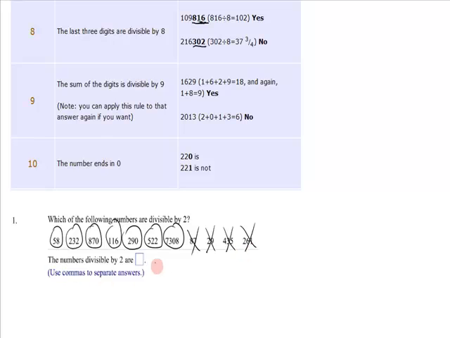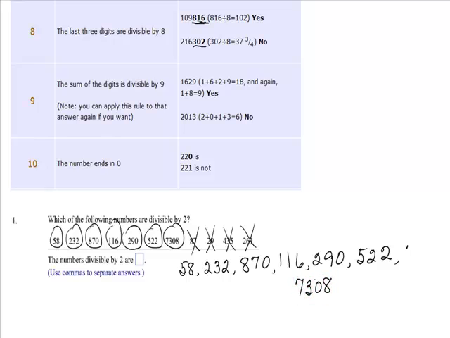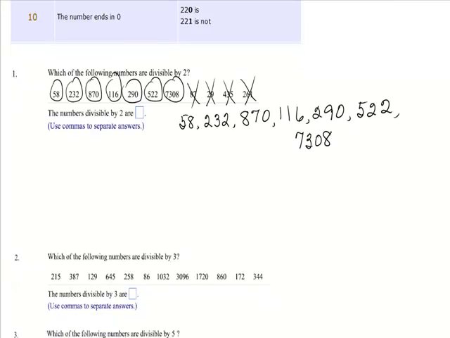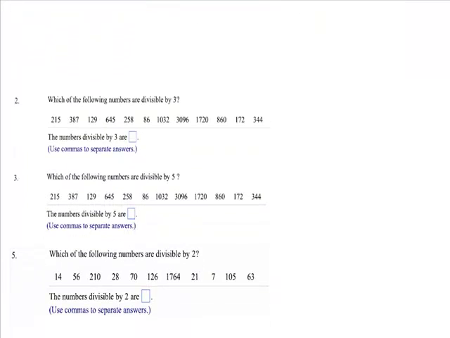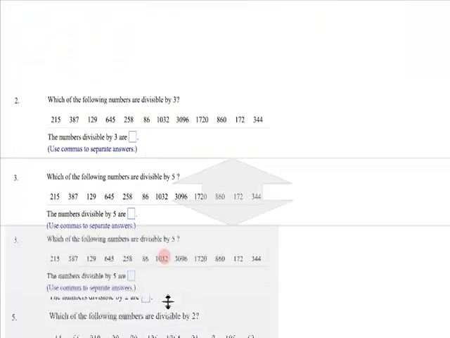So you will simply list these: 58, 232, 870, 116, 290, 522, and 7,308. So just a list of the ones that passed the test. You'll separate them with a comma. All right, let's look at the next one. I probably won't be writing the list every time.